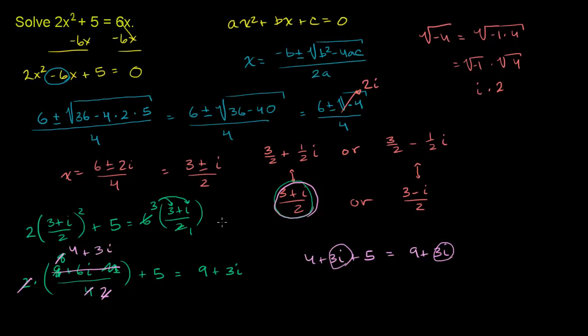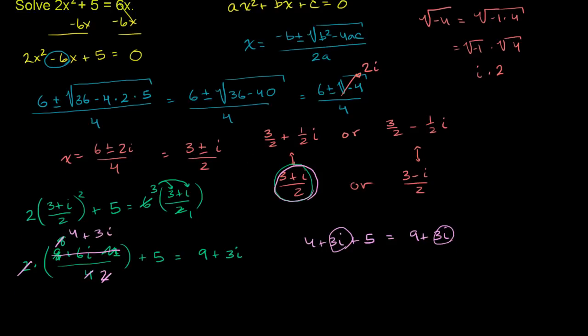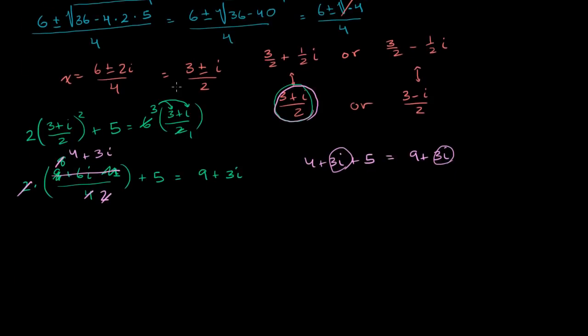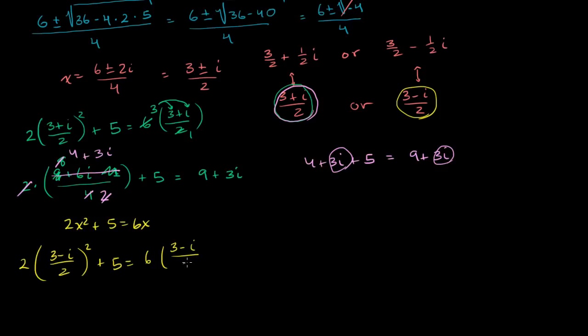Now let's try 3 minus i. Once again, just looking at the original equation, 2x squared plus 5 is equal to 6x. So let me rewrite the original equation here: 2x squared plus 5 is equal to 6x. And now we're going to try this root and verify that it works. So we have 2 times (3 minus i) over 2, squared, plus 5 needs to be equal to 6 times this business, 6 times (3 minus i) over 2.